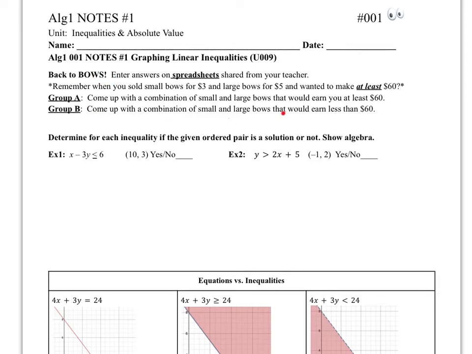This spreadsheet is something that we did in class, so don't worry if you weren't able to participate in that activity. The first thing that we're going to do is for each inequality given, we're going to determine if an ordered pair is a solution or not. We're going to show our algebra. So we've seen this before with linear equations. We've also seen it with single variable equations. Here we just have linear inequalities.